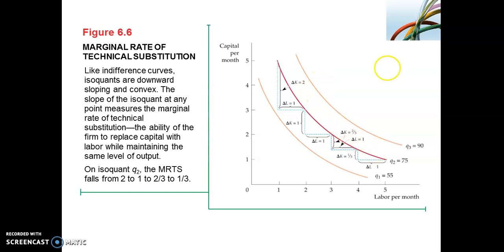And that is also illustrated by the fact that the curve becomes flatter as you move along the isoquant towards the horizontal or your x-axis. And all this occurs on Q2, which had an output of 75 units. The same rationale can be applied to Q1 and Q3 respectively.